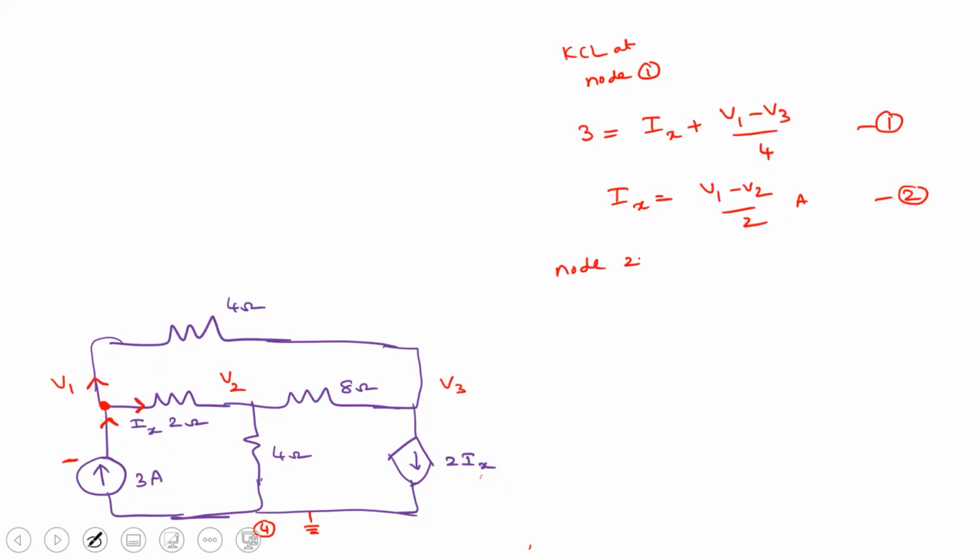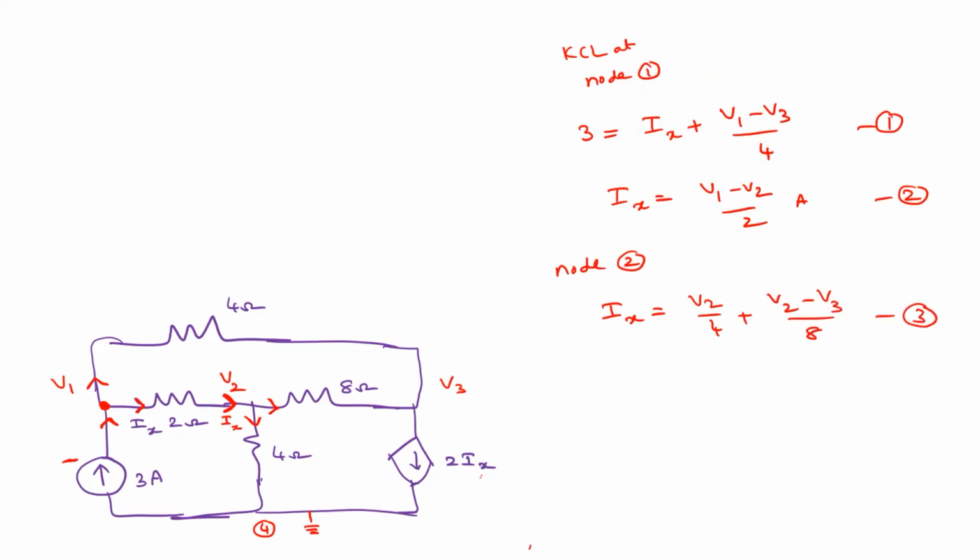At node 2, apply KCL. Ix is the incoming current, and these are the outgoing elements. The Ix direction is already given, so I'm retaining the same direction. So now tell me, Ix equals V2 upon 4 plus (V2 minus V3) upon 8. That's good. Right.